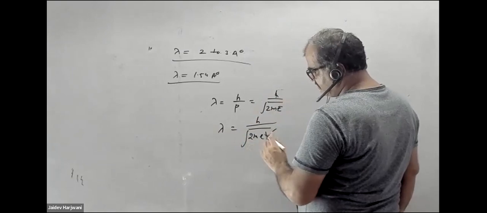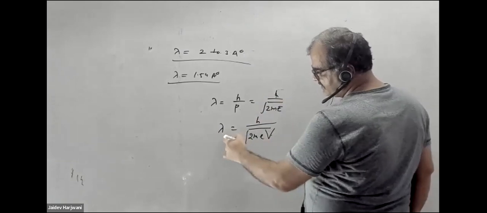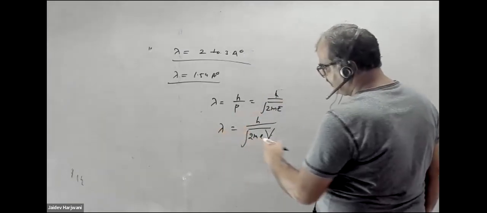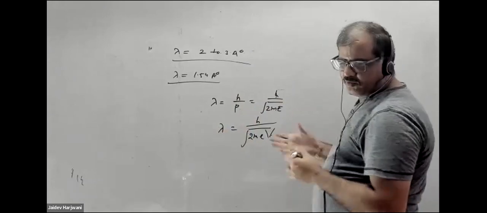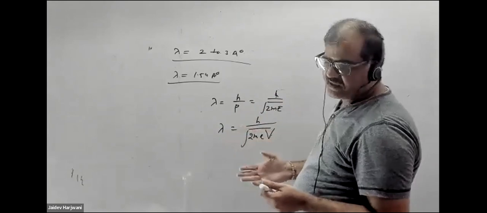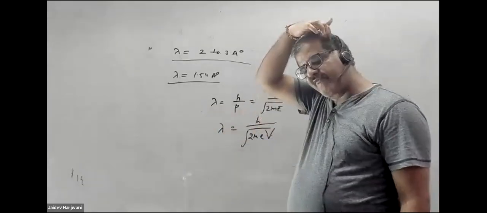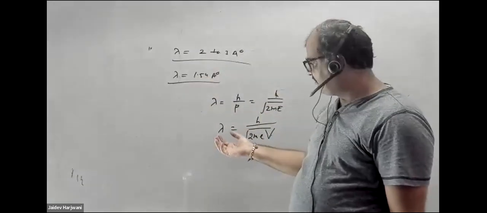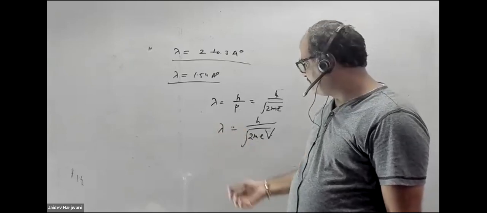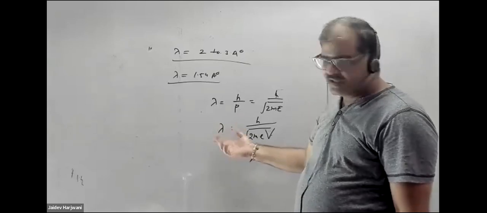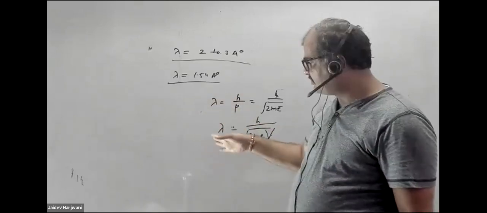That means you can control the electron wavelength by voltage. If you put V equal to around 100 kilovolts, you can get wavelengths in the angstrom region. You can even go down to picometer, femtometer, 10 to the power minus 12, 10 to the power minus 15. So you can go to even smaller wavelengths than X-rays.